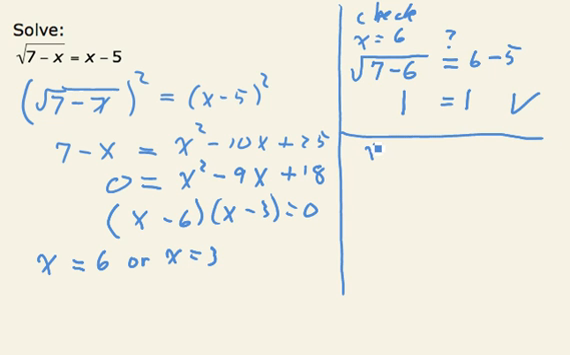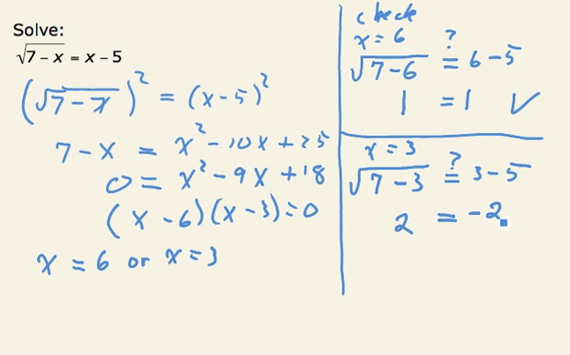If we look at x equals 3, we have the square root of 7 minus 3, and I want to know whether that's the same as 3 minus 5. 7 minus 3 is 4, the square root of 4 is 2, and 3 minus 5 is negative 2, and I see those two numbers are not the same. We would say in this case that x equals 3 is an extraneous solution.